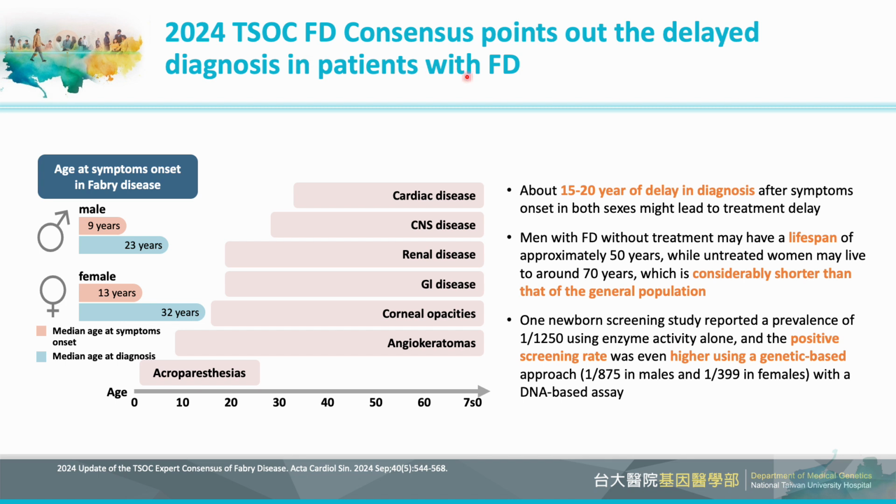These slides carry one of the most sobering numbers in the field. This comes from the Taiwan Society of Cardiology consensus for Fabry disease. It points out the delayed diagnosis in patients with Fabry disease. Roughly 15 to 20 years of delay in diagnosis after symptom onset in both sexes might lead to treatment delay. Men with Fabry disease without treatment may have a shorter lifespan than the general population, approximately 50 years. Untreated women may live to around 70 years, which is considered shorter than the general population. Newborn screening reports a high prevalence of the IVS4 variant. It's a very special situation in Taiwan.